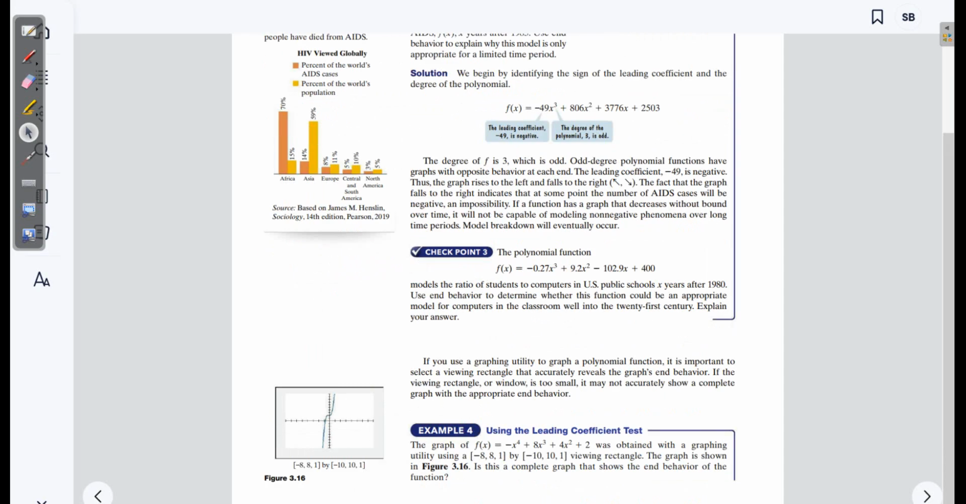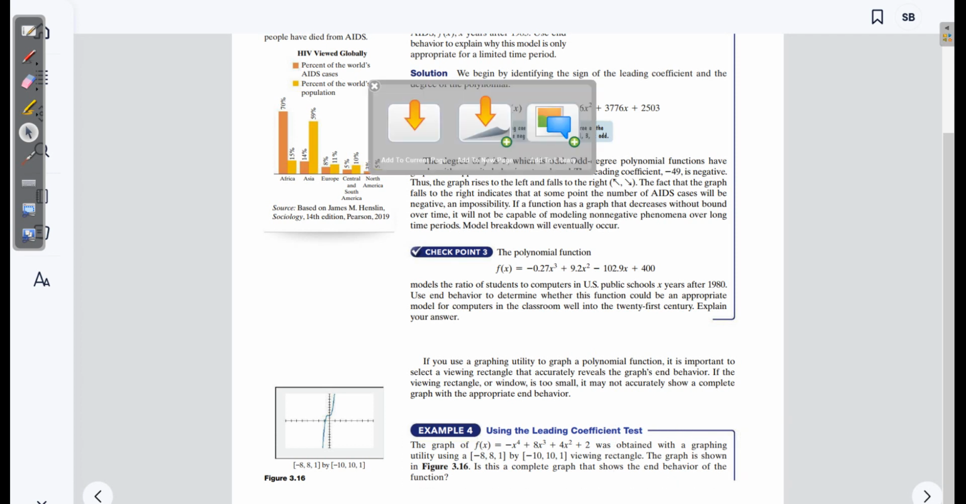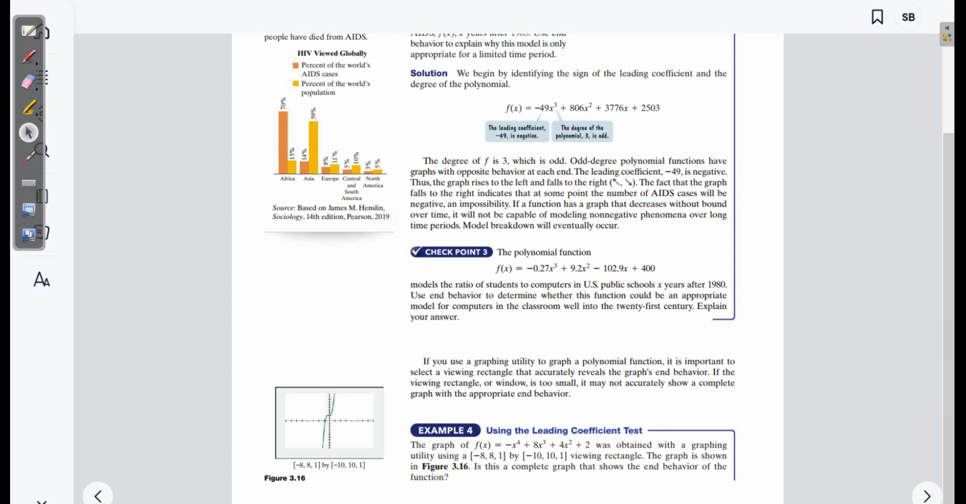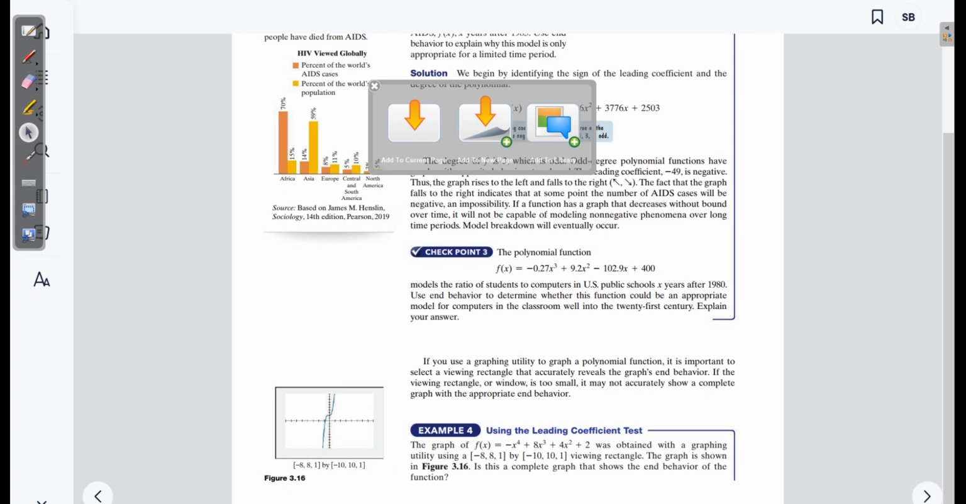Alright, so more of the same here. Alright, so this reads, the graph of f of x is equal to negative x to the 4th power plus 8x cubed plus 4x squared plus 2 was obtained with a graphing utility using a viewing rectangle. Okay, the graph is shown in figure 3.16. Let's check out figure 3.16. Is this a complete graph that shows the end behavior of the function?